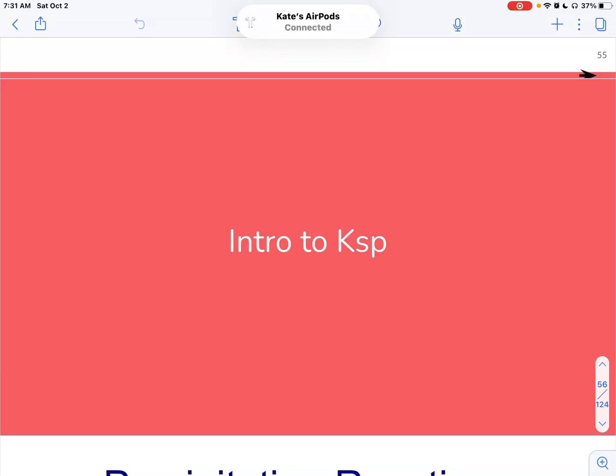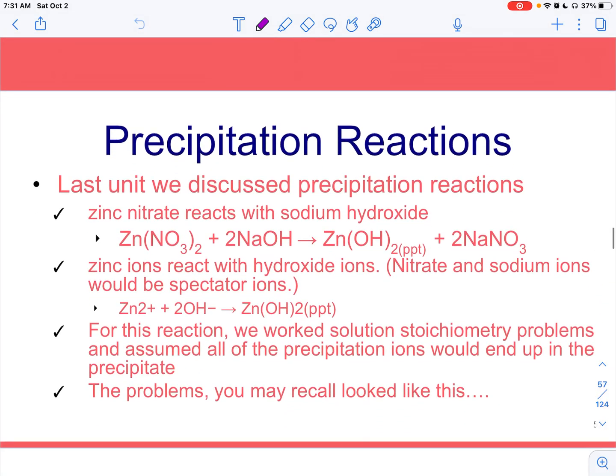All right, so now we're going to jump into something called Ksp, which is related to our other Ks, but very different. So Ksp has to do with precipitation reactions. Okay, so we talked about precipitation reactions last unit. They would be something that forms a solid, which I've labeled here as precipitate, PPT.